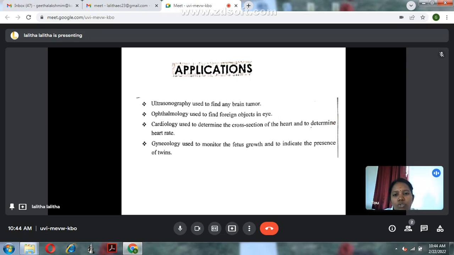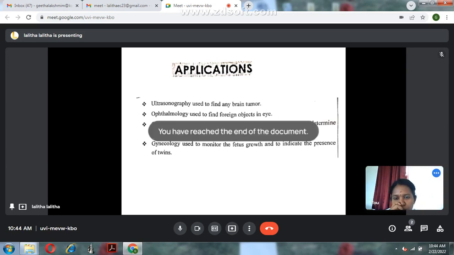Ophthalmology is used to find foreign objects in our eye. Cardiology is used to determine the cross section of the heart and the heart rate. Gynecology is used to monitor fetus growth and to indicate the presence of twins. These are the applications of ultrasonography.